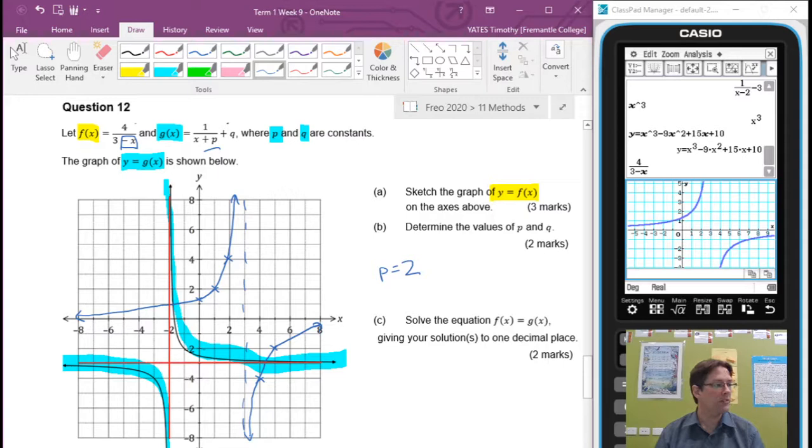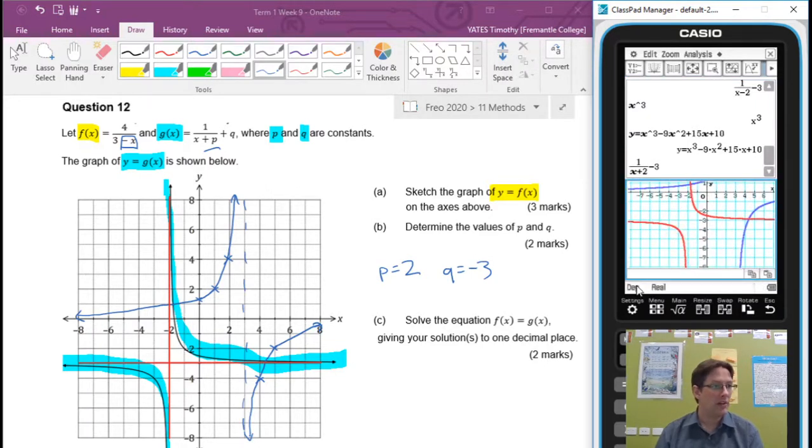What else has been done? It's been shifted down by 3, so Q is going to be equal to -3. If you're ever not sure about that, you can write it in here. I'll just do it above this one: 1 over x plus 2, take 3, and I'm just going to put that in here and see what it does.